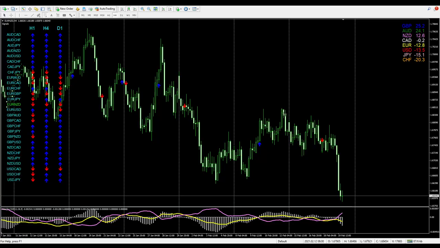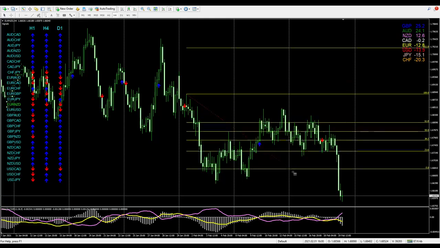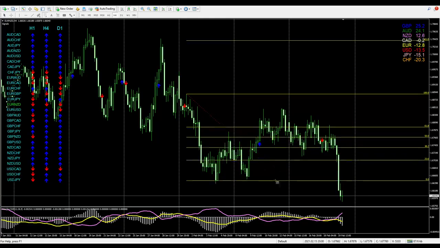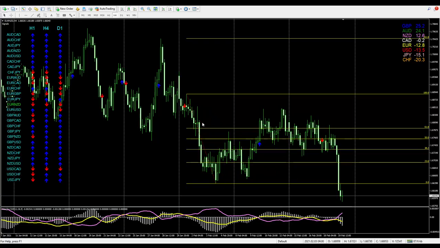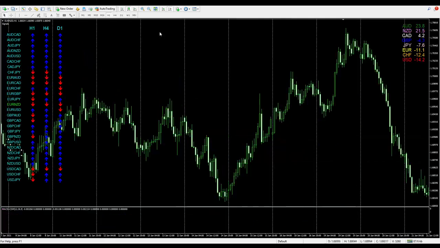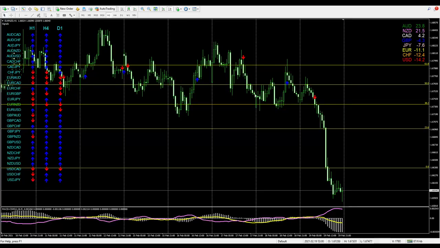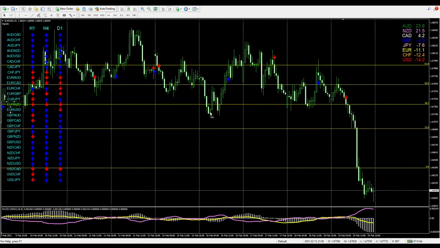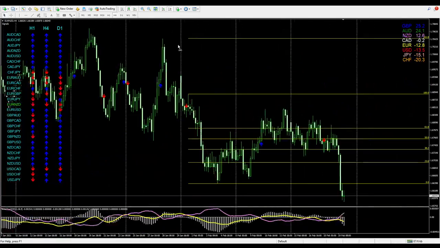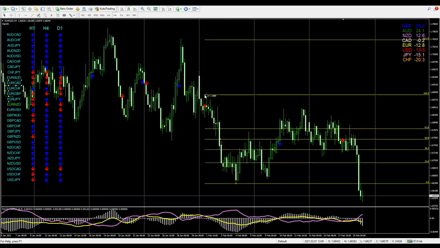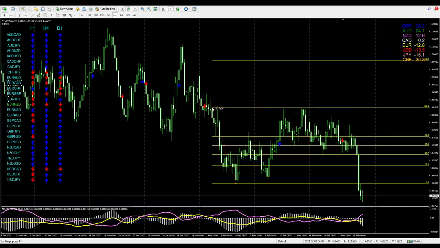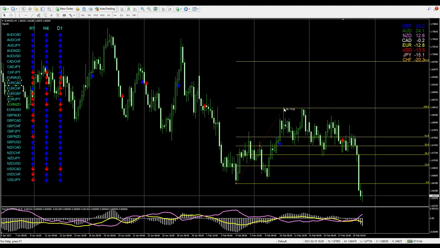So it would be around here, around this, right? And as you can see, this is the 50 Fibonacci. So on H1, actually, we would see that yeah, there is a sell signal here, but one moment. Actually, you can plot it up to here.